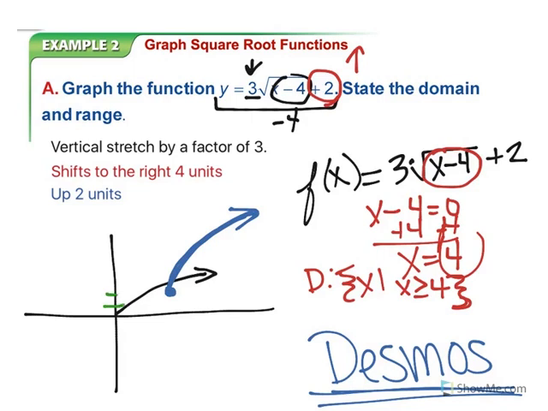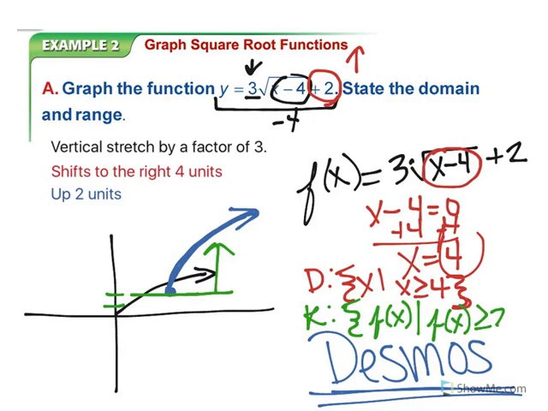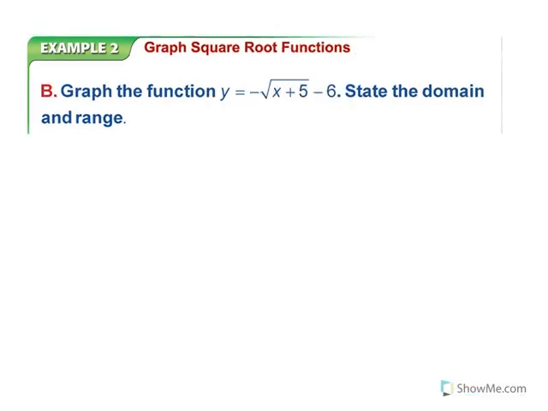And the last thing we're going to do is our range. And notice how when we shifted up 2 units, we're starting at 2 rather than 0, and it goes to positive infinity. So our range is f of x such that f of x is greater than or equal to 2.